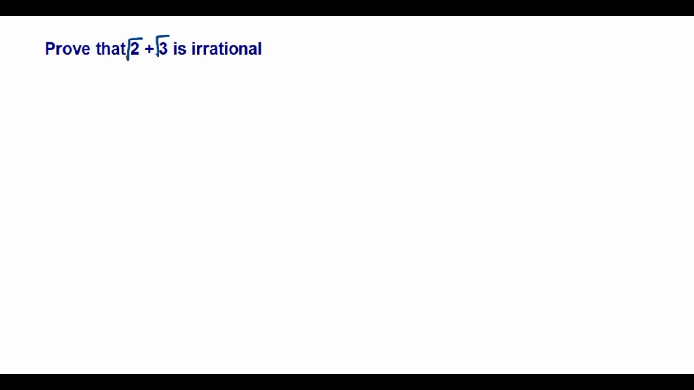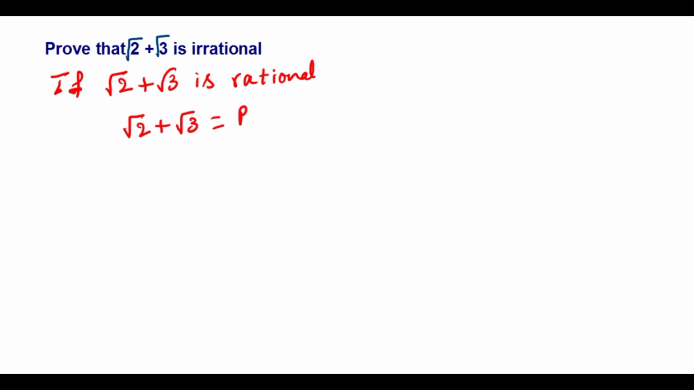First, suppose it is a rational number, so we write that point: if root 2 plus root 3 is rational, then, as you know very well, rational means it has p by q form. Then root 2 plus root 3 equals p by q. Don't forget here p and q are co-prime integers.